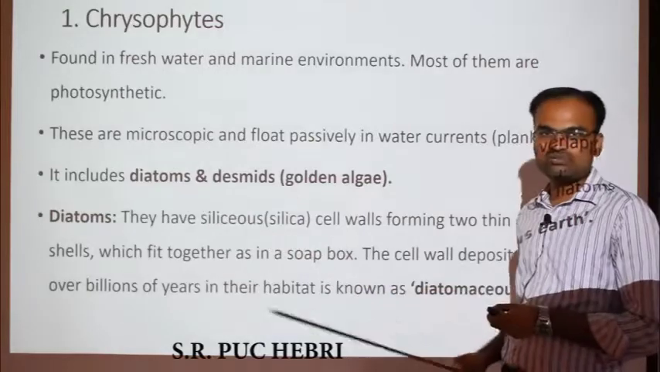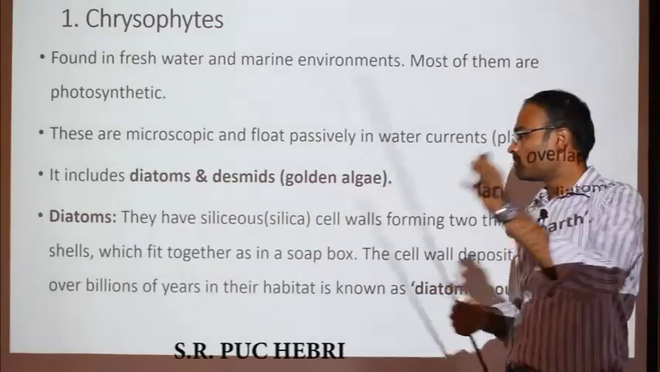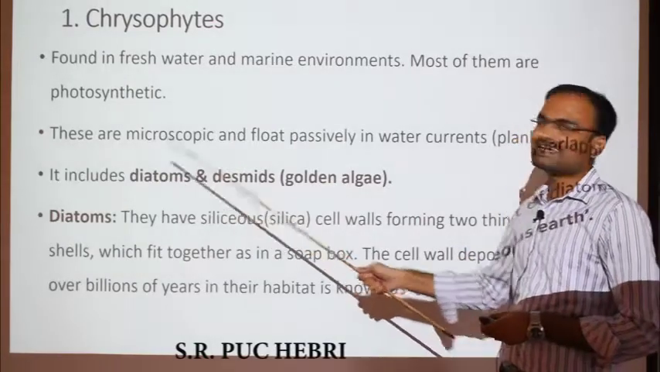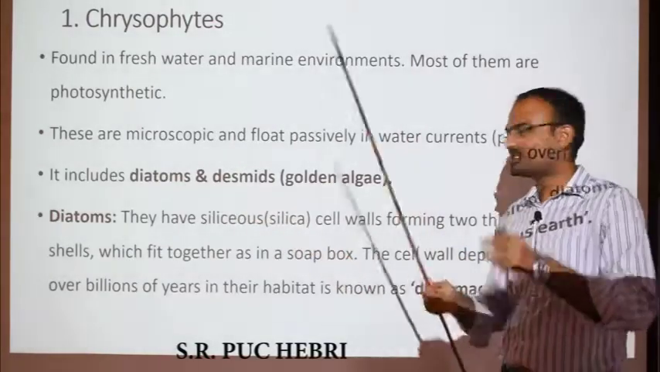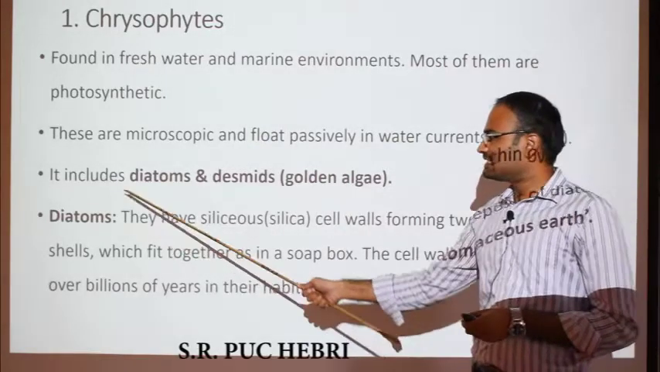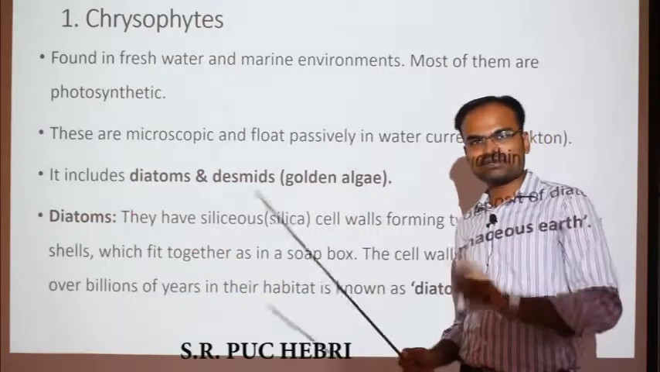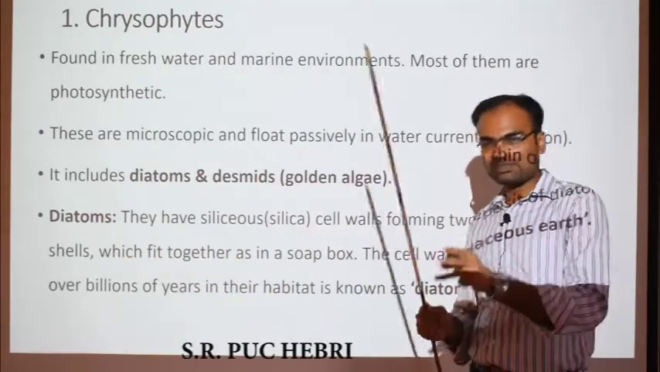One is diatoms, another one is called desmids. Okay, we are mostly concentrating on the diatoms. They are present in abundant numbers. So what are they? These diatoms, see, di means two, atoms not meaning atom, but two cells are present. Okay, two cells are present.